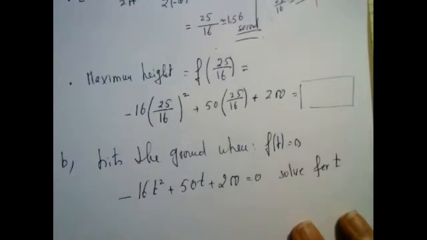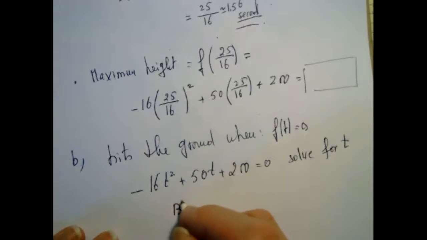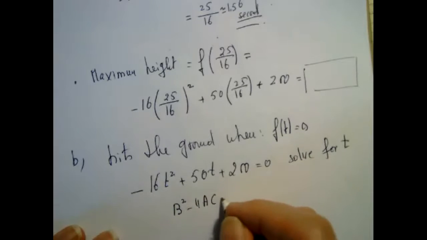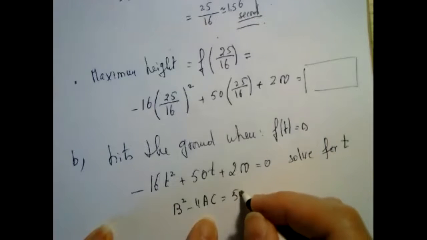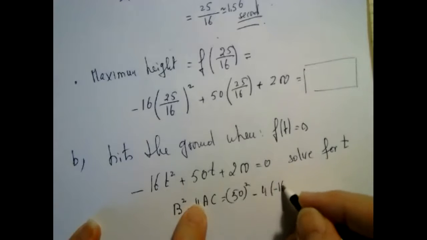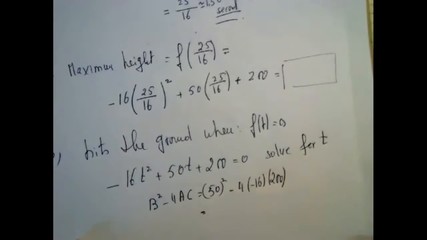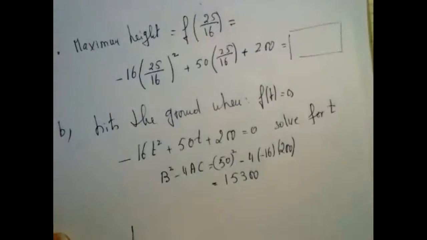Definitely here we have to use the quadratic formula. There is no way out. So we compute b squared minus 4ac first. It's 50 squared, that's the b, minus 4 times the a, which is minus 16, the c is 200. At this stage, only a calculator can get me through this problem. So it's 50 squared plus 4 times 16 times 200. I'm getting 15300.